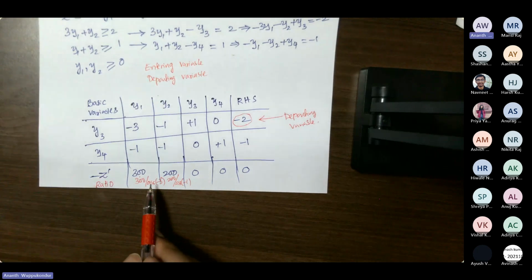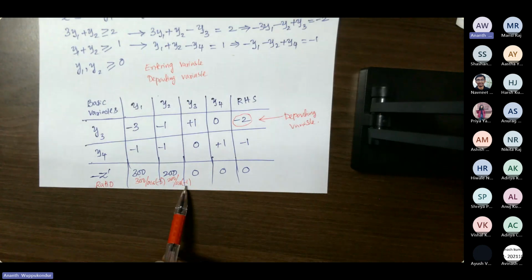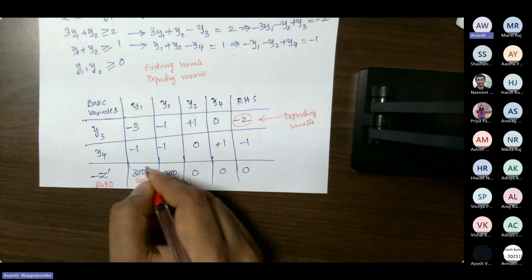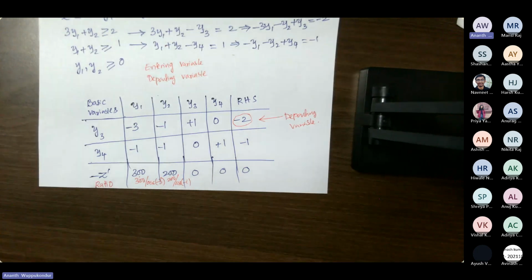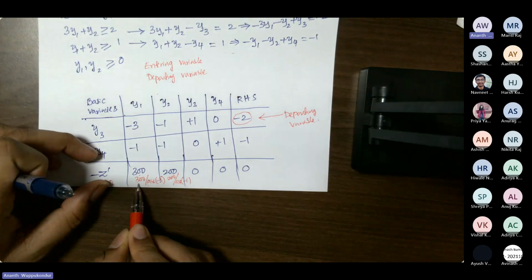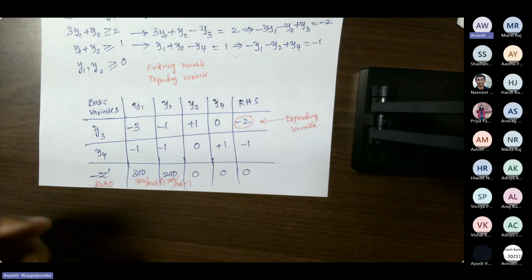So now here you have the ratios that you can calculate. 300 by 3 would give you 100, and 200 by minus 1, or 200 by positive 1, will give you 200. So the ratios now become 100 and 200. The entering variable will be the least of the ratios. In this case, 100 is the least value, which is below y1. So y1 would be our entering variable.